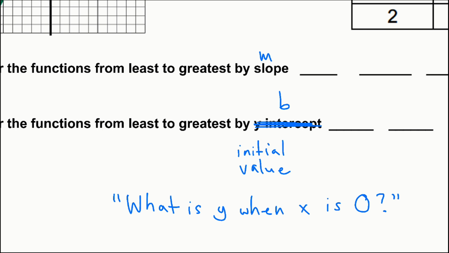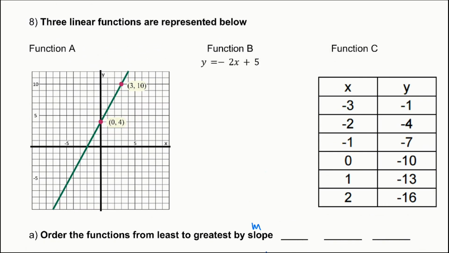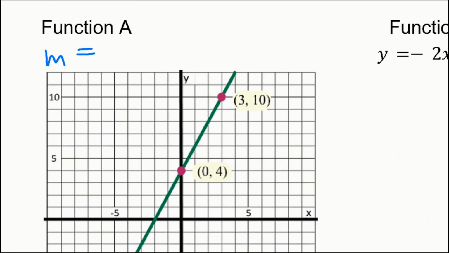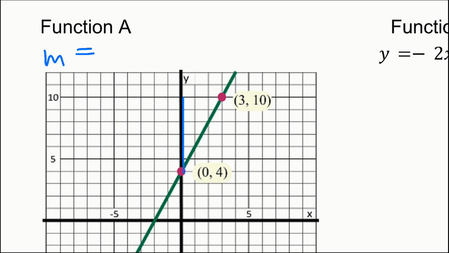All right, so let's start with the slope first. Slope is going to be rise over run, or its rate of change, or the coefficient in front of the x. So the m on function a is the rise over run. 1, 2, 3, 4, 5, 6. 1, 2, 3. 6 over 3. So m is 6 over 3, which is 2. So the slope of function a is going to be 2.